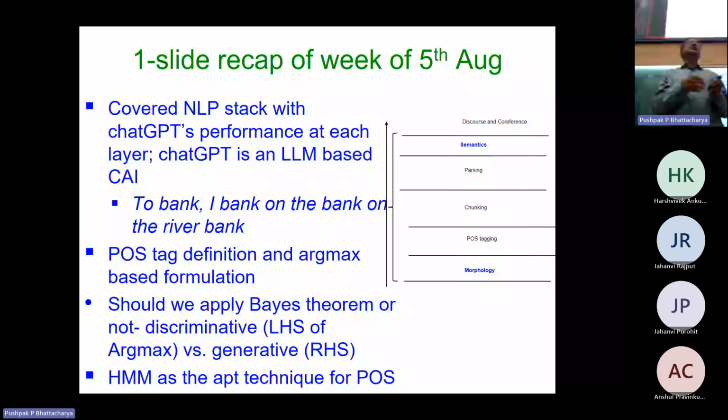So there are various considerations which come to our mind when we think of a technique for a task. But the most important question is the technique-task mapping. Is this technique natural for the problem I am solving? Okay, so the hidden Markov model, after the argmax formulation of part-of-speech tags, seems like an immediate, good match between the technique and the task.